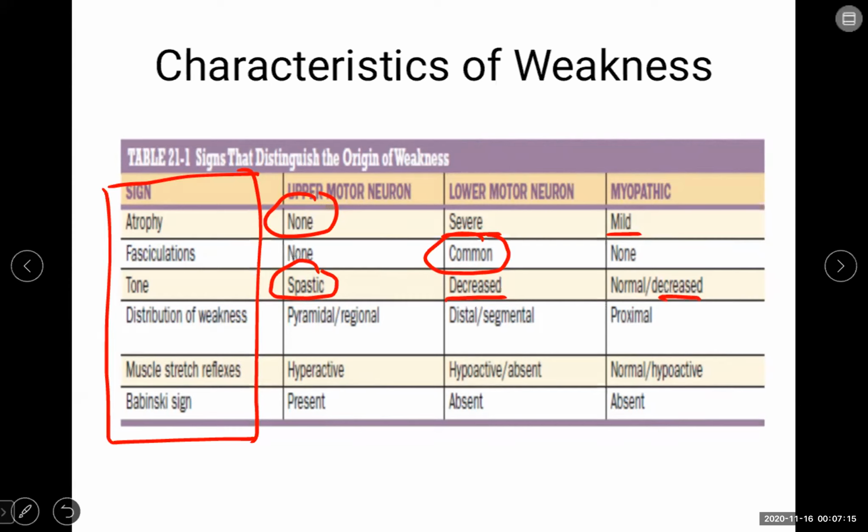Now, distribution of weakness we will go through separately, but on a more general basis, a UMN lesion tends to have a pyramidal distribution, which is what you call hemiparesis, whereas an LMN lesion tends to have distal involvement, like muscles of your hands or foot.